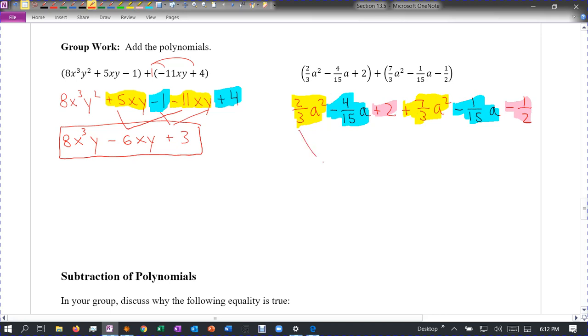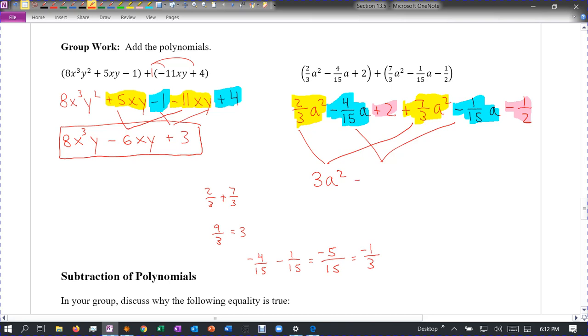So when I put these two together, I add their coefficients. So I need to do 2/3 plus 7/3, and that's going to give you 9/3, which is really 3. So that just turns out to be 3a squared. Then I put these two together. So I need to do negative 4/15 and then minus 1/15, same denominator. So we just go negative 4 take away 1 is negative 5/15. That gives me negative 1/3 if I reduce that fraction. So we get minus 1/3 and then just a.